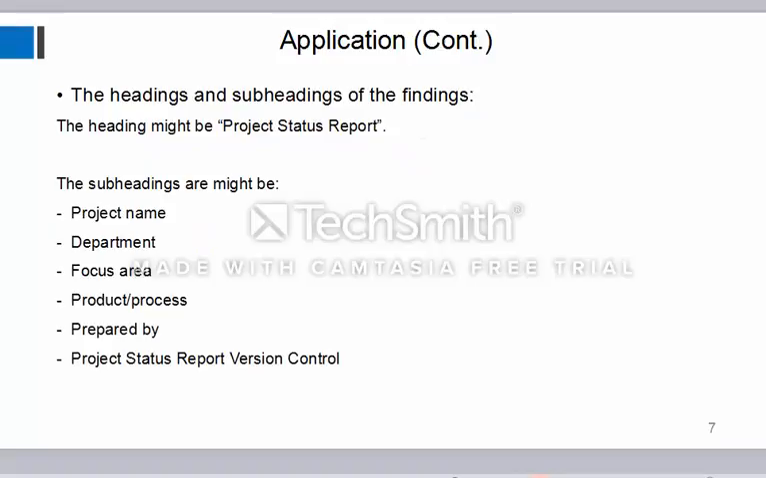The headings and subheadings of the findings. The heading might be project status report, and the subheadings might be project name, department name, focus area, project or process, prepared by whom, and project status report version control, something like that.